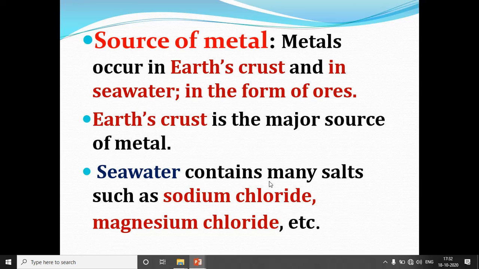Seawater contains many salts such as sodium chloride, magnesium chloride, etc. Okay, earth crust is the major source of metal. Understood, children? So metals mainly are present in earth crust and it is also available in seawater in the form of ores.